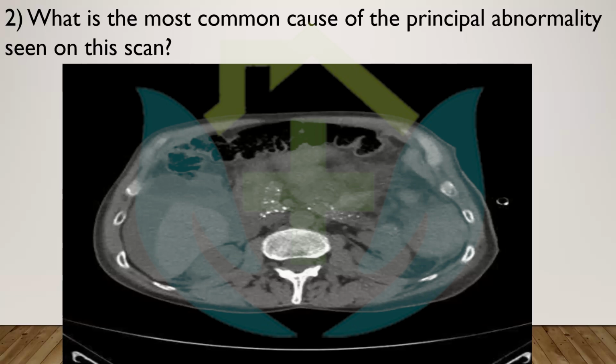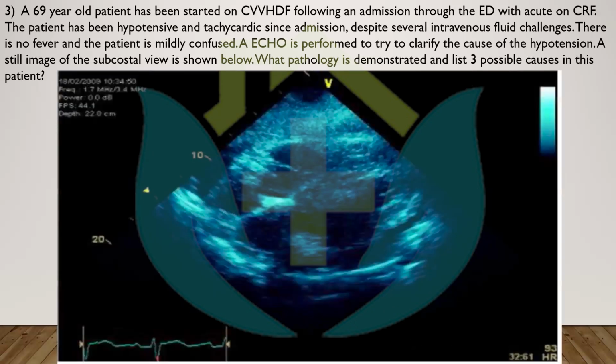Pancreatitis. So the question is, what are the most common causes of this? Alcohol and gallbladder stones, and also infiltration of the pancreas. You should concentrate on the question, not only on the image. It's not always that they will ask what the image is.